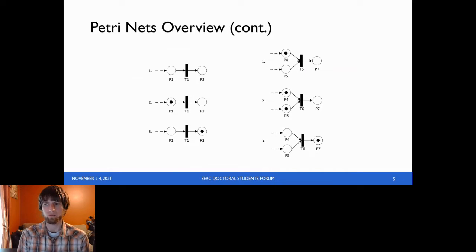On the right diagram, in step 1, T6 is not enabled because all the input places are not marked. In step 2, T6 is enabled because P4 and P5 are marked. When T6 fires, it consumes a token from P4 and P5 and places a token in P7.